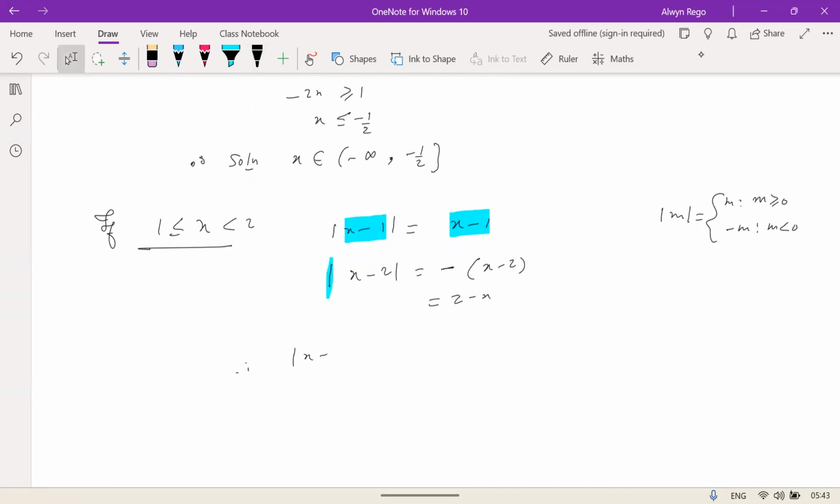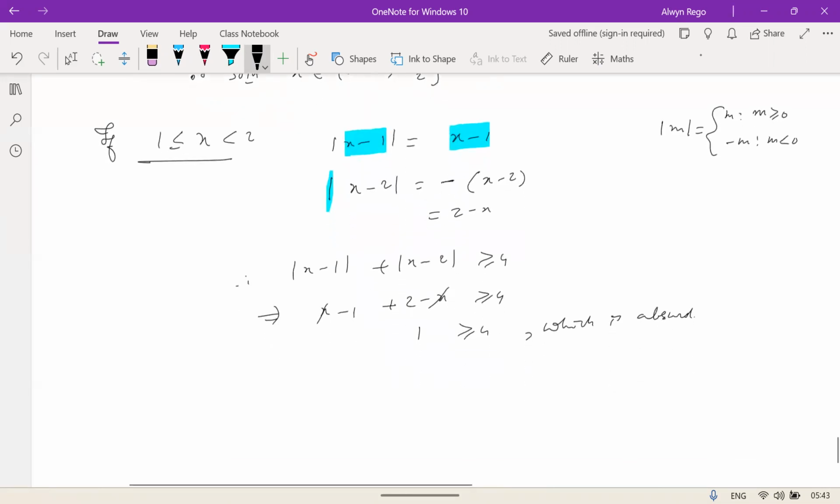Therefore, absolute value of x minus 1 plus absolute value of x minus 2 is more than or equal to 4 implies that x minus 1 plus 2 minus x is more than or equal to 4. x and x cancel, giving you 1 is more than or equal to 4, which is absurd, or not possible. Therefore, we don't find any solutions for x between 1 and 2. So no solutions for x belonging to closed 1 to open 2 here.